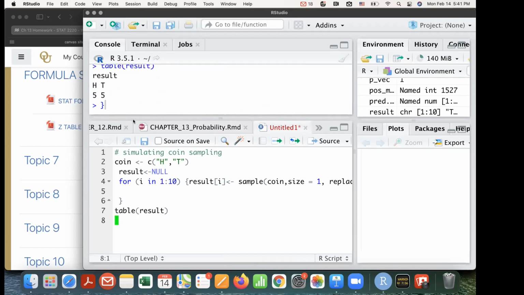Oh, right there. Wow. Ain't that rare? 5 out of 50. That's kind of rare. Let me run it again. What if I flip 100 times? 53 heads and 47 tails, right? What if 1,000 times?